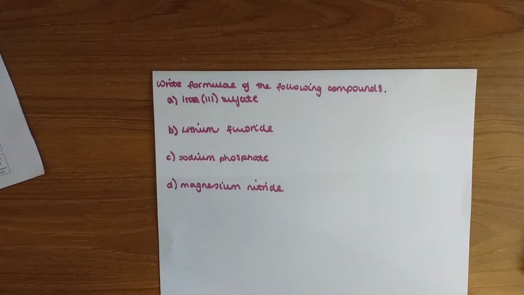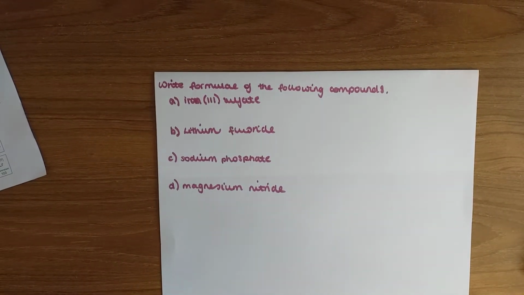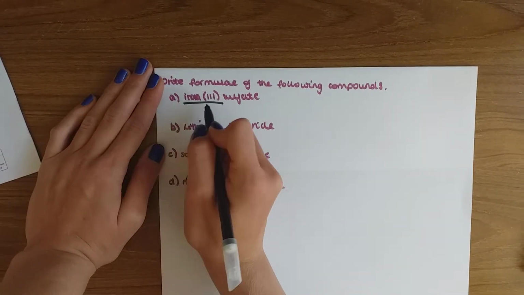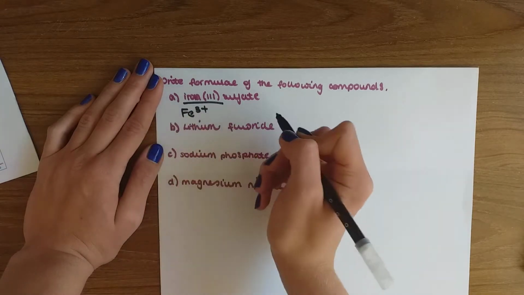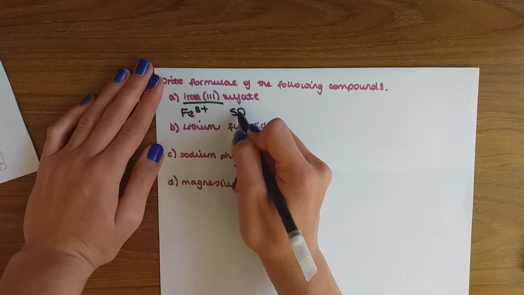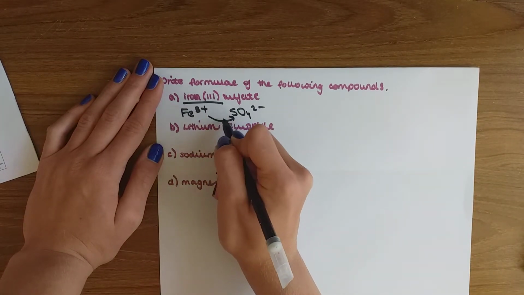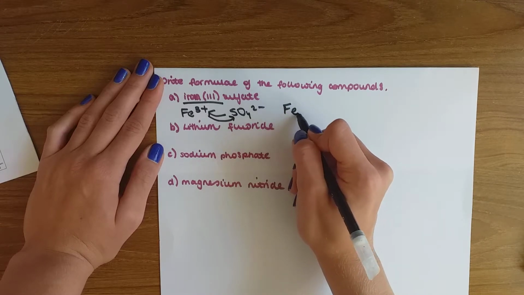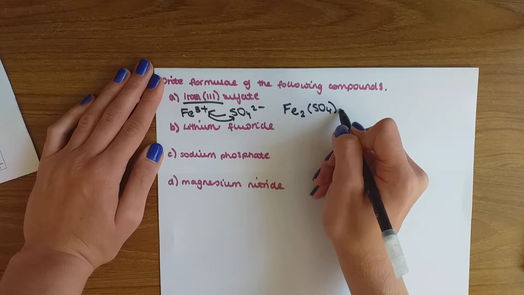And I've got one more question for you. Write the formula of the following compounds. You can see we've got iron 3, so iron 3 plus, and sulfate, which is SO4 2 minus. When we combine them together, we get Fe2(SO4)3.